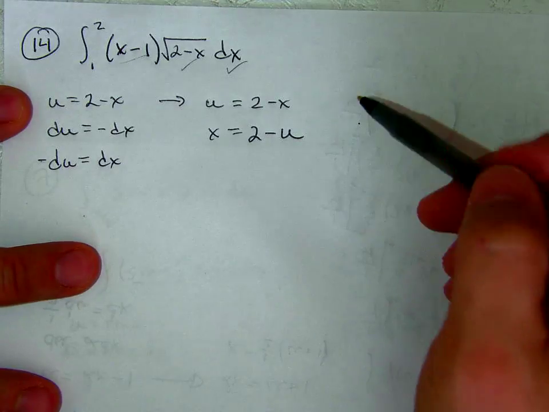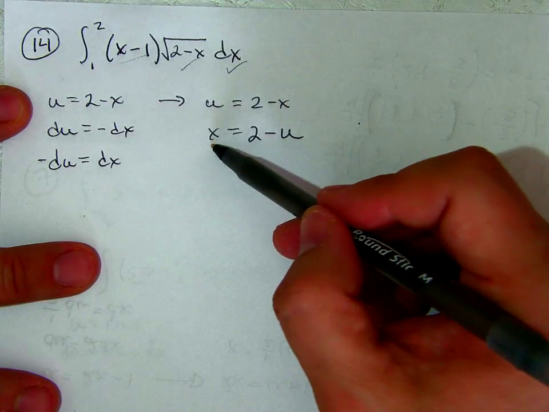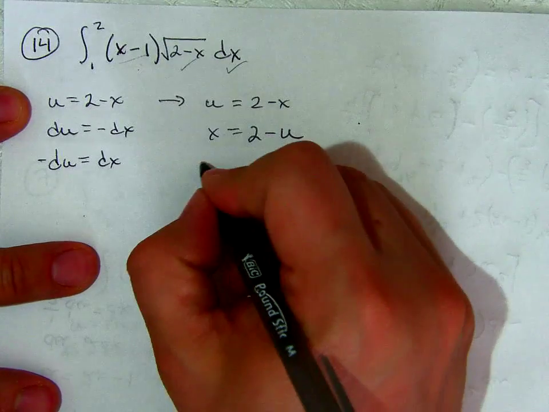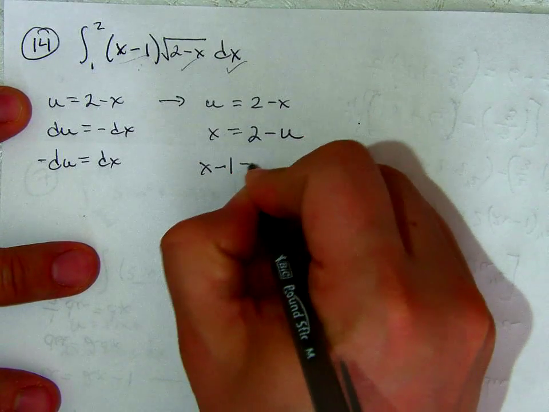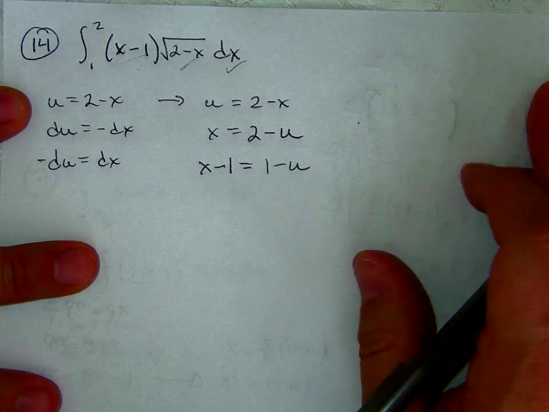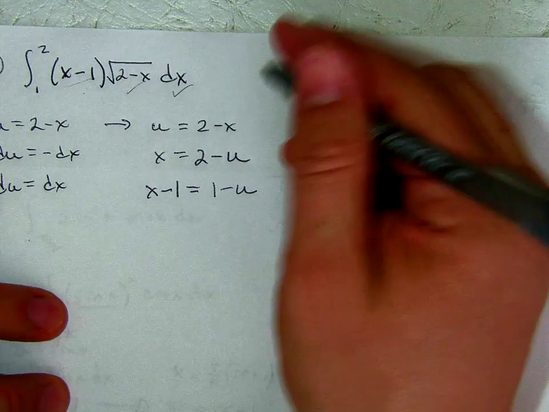But unlike the other cases, I don't actually want to know what x is. I want to know what x minus 1 is in terms of u. So I'll subtract 1 from both sides, and I end up with x minus 1 equals 1 minus u. And that seems like cheating, but it actually works.